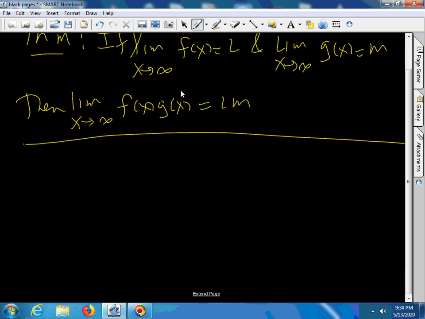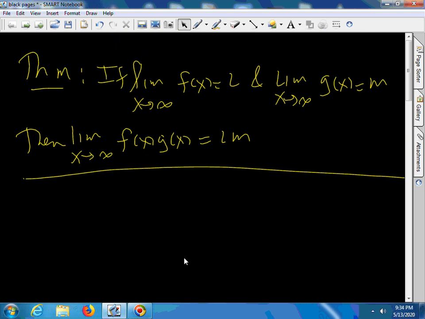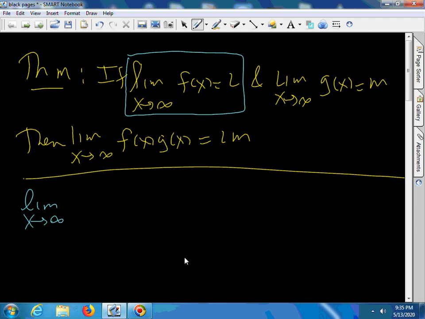And like always, these proofs are done by definition. I don't need anything more than the definition, not a bag full of tricks. So let us see what this means. The limit as x goes to infinity of f(x) equals L. Now that's given.